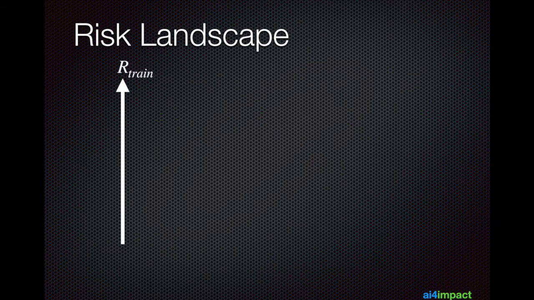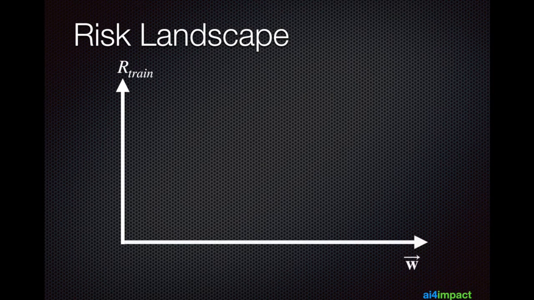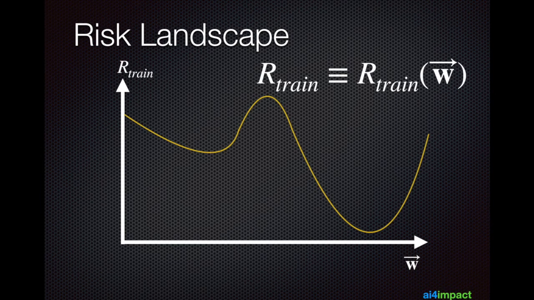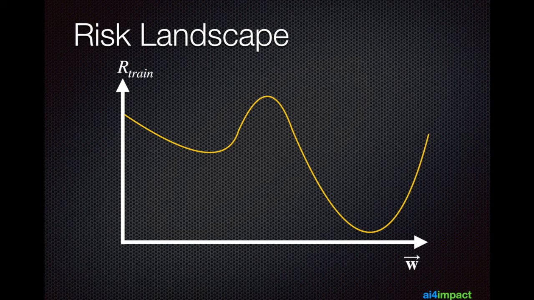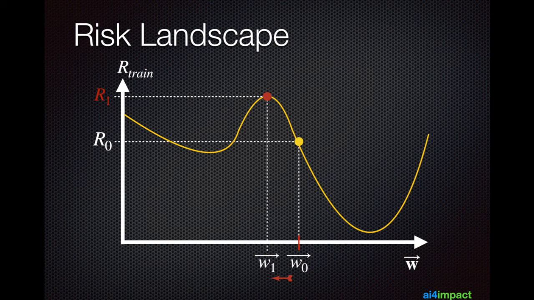We can represent the training risk as a function of W's, and let's say it has this shape. Now this is just a schematic representation because W is a very large dimensional vector. So this will be a very large dimensional space. The idea is that we start with some W0 for which we get an initial risk R0. If we decide to change the weights towards the left and we have a new W1, you find that the risk that results is higher than R0. And so this is not good because the training risk increases.